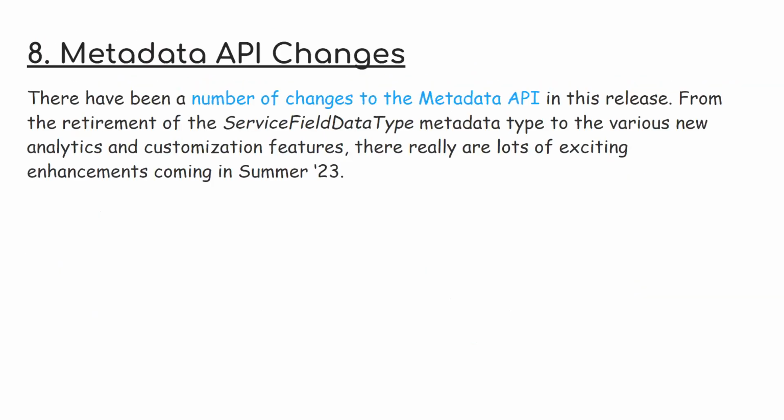Metadata API changes. There have been a number of changes in the Metadata API in this release, from the retirement of the service field data type and metadata type to various new analytics and customization features. There are really a lot of exciting enhancements coming in this Summer '23. But in this also, the service field data type is getting retired. So please note it.